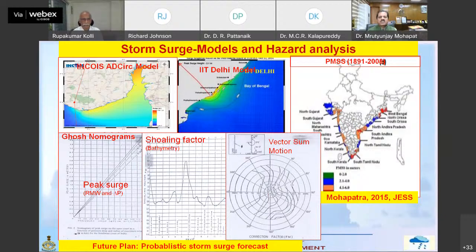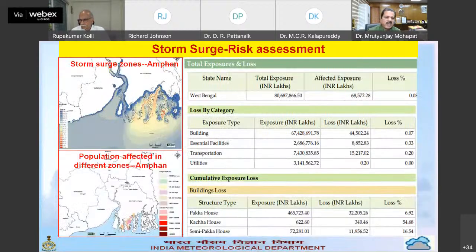Now, this is an example of the storm surge modeling, impact modeling, and hazard analysis. On the right-hand side, you can find the probable maximum storm surge analysis based on long-term data. And here we have three models. One is the nomogram, another is the storm surge model developed by IIT Delhi. Then we have the INCOIS advanced circulation model to provide the coastal inundation. All these three are being utilized to provide inundation. And this is an example of inundation provided during the cyclone Amphan for the coastal districts of West Bengal.